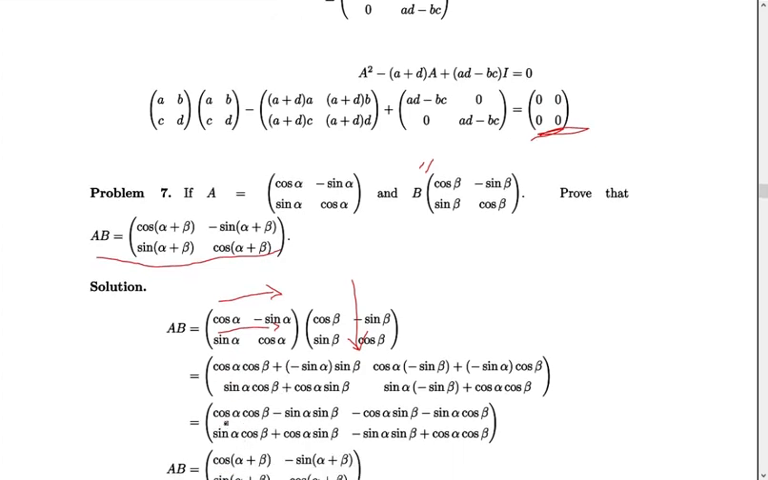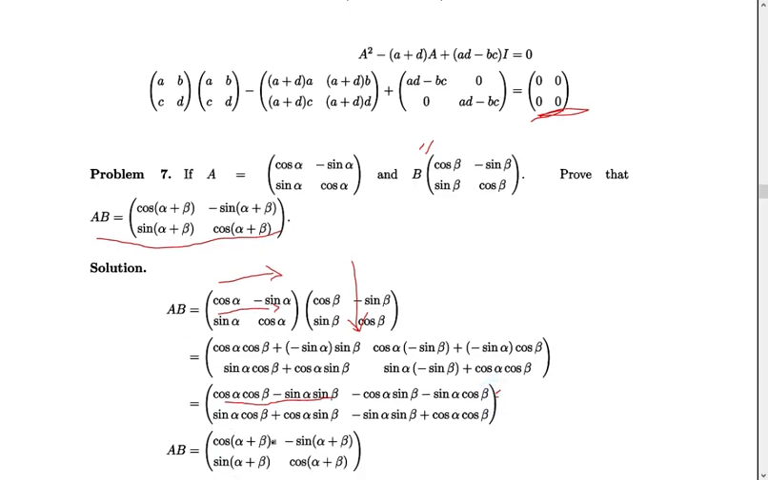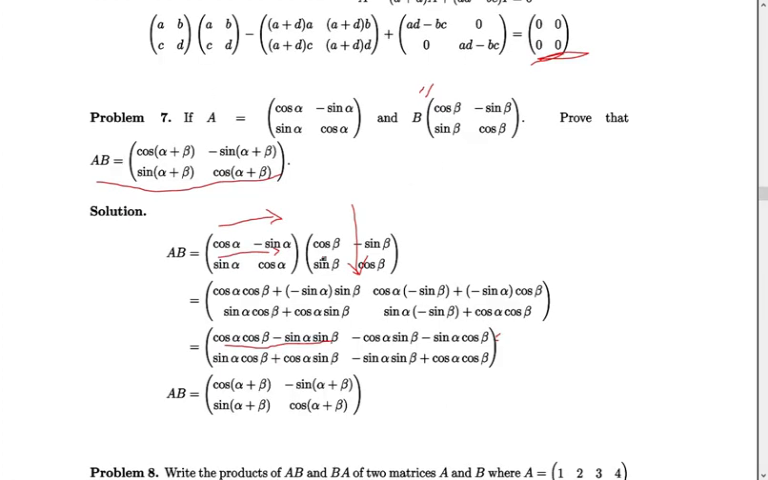Cos alpha cos beta minus sin alpha sin beta is nothing but cos of alpha plus beta. If you take minus as common, cos alpha sin beta plus sin alpha cos beta is sin of alpha plus beta. Okay, it's the formula for sin of alpha plus beta. So here sin alpha cos beta plus cos alpha sin beta is sin of alpha plus beta, and here also cos of alpha plus beta. So AB is equal to this one. Okay, problem is verified.